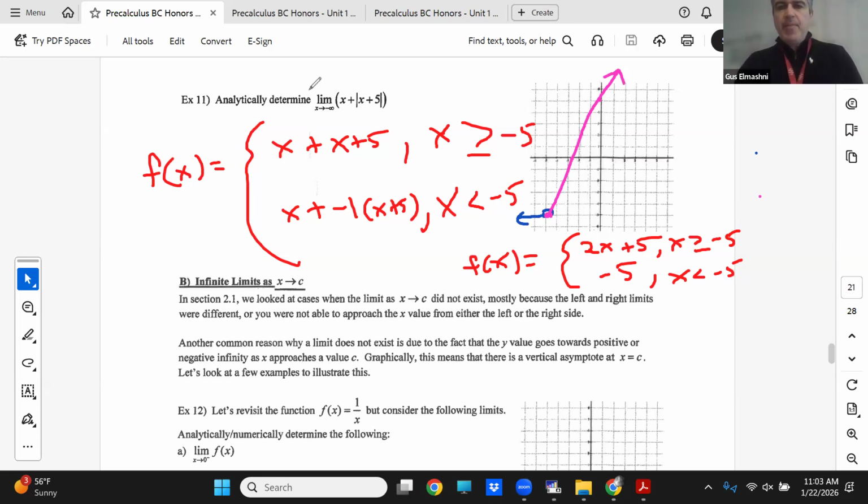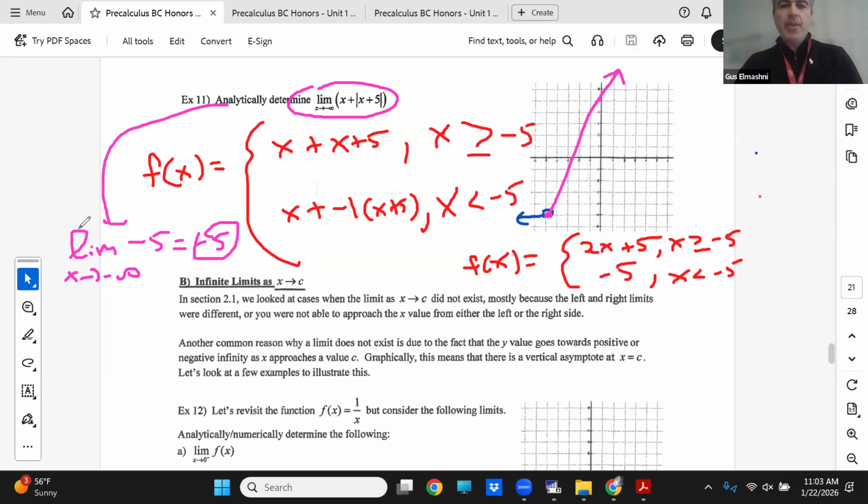It shows the graph. But if they just ask you for this, what am I really evaluating then? The limit as x approaches negative infinity. Which expression am I going to use for negative infinity? I have -5, which of course is going to be -5. So that's going to be your analytical work right there. I mean, of course, the piecewise function, we had to rewrite it too.